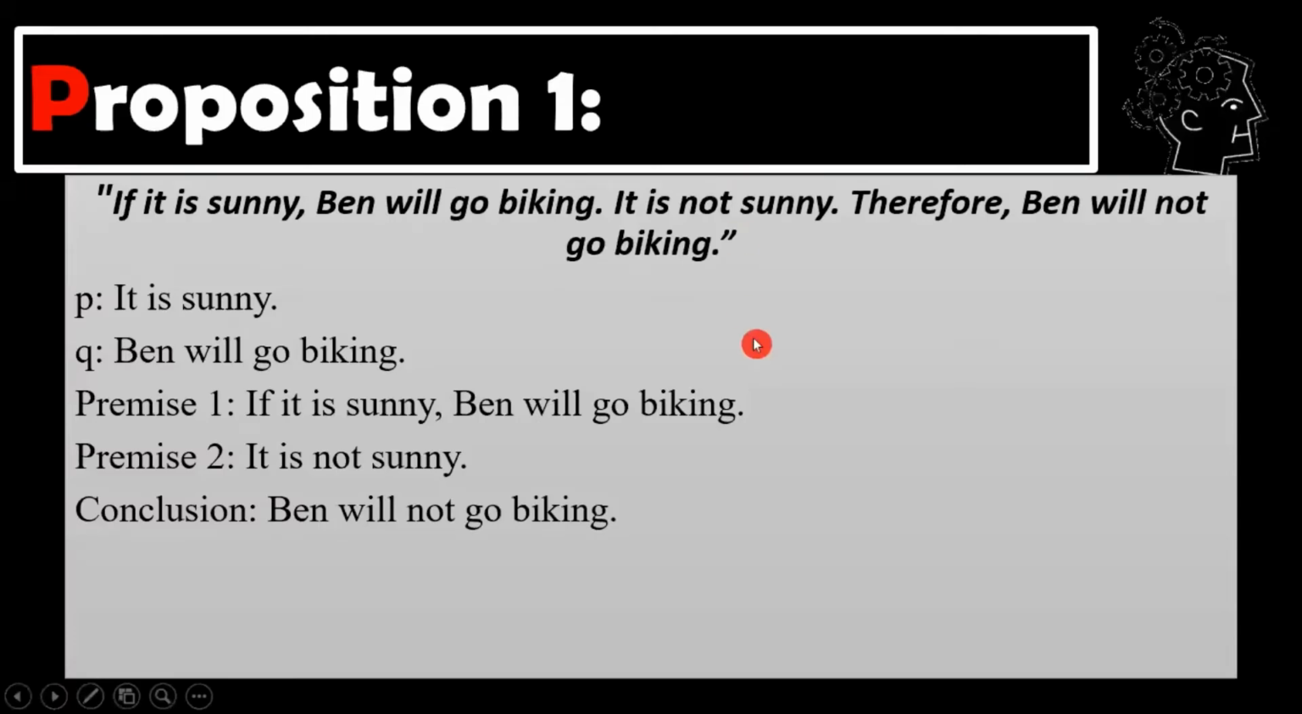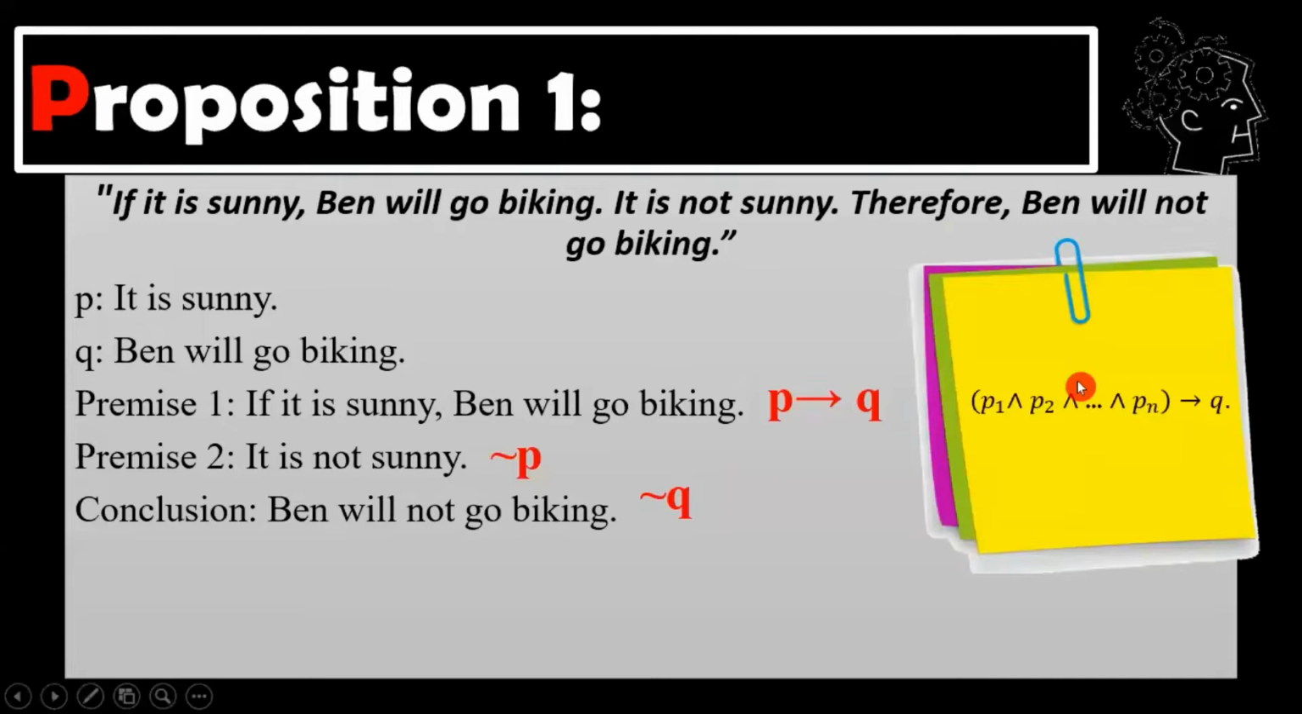So let's translate the premises and the conclusion into their corresponding symbols. For our first premise, that is, if P, then Q. For our second premise, we are simply negating our proposition P, so that is not P. And for our conclusion, we are also negating our proposition Q, so that is not Q.